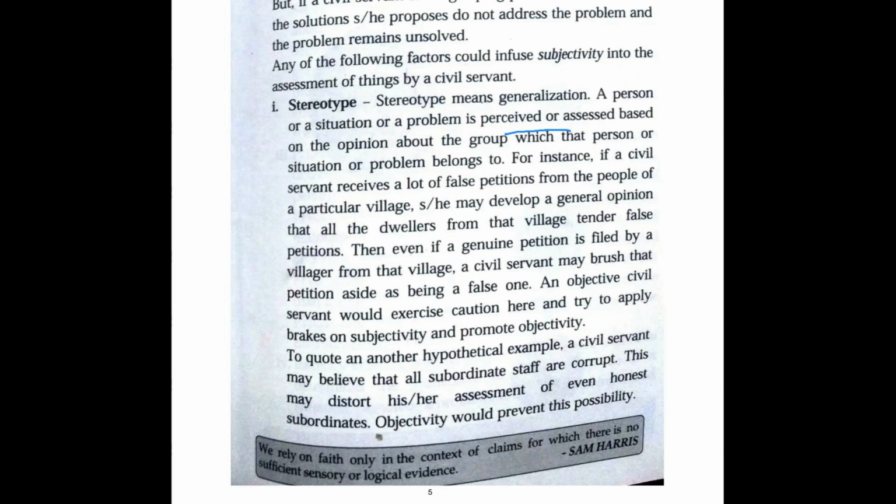Okay. So objectivity would prevent this possibility. So if you see it on an objective criteria कि आप सच्चाई से देखोगे कि हाँ कौन corrupt है, who is corrupt, who is not corrupt, फिर जाकर आपको पता चलेगा. Okay, ठीक है. Next.